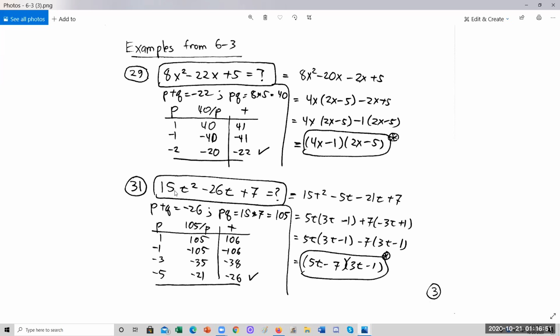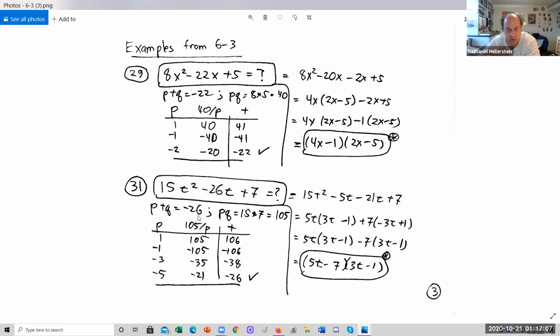Here's 15t squared minus 26t plus 7. All right. The p and q have to sum to negative 26. Their product has to be 15 times 7, which is 105. And again, we try various factors.